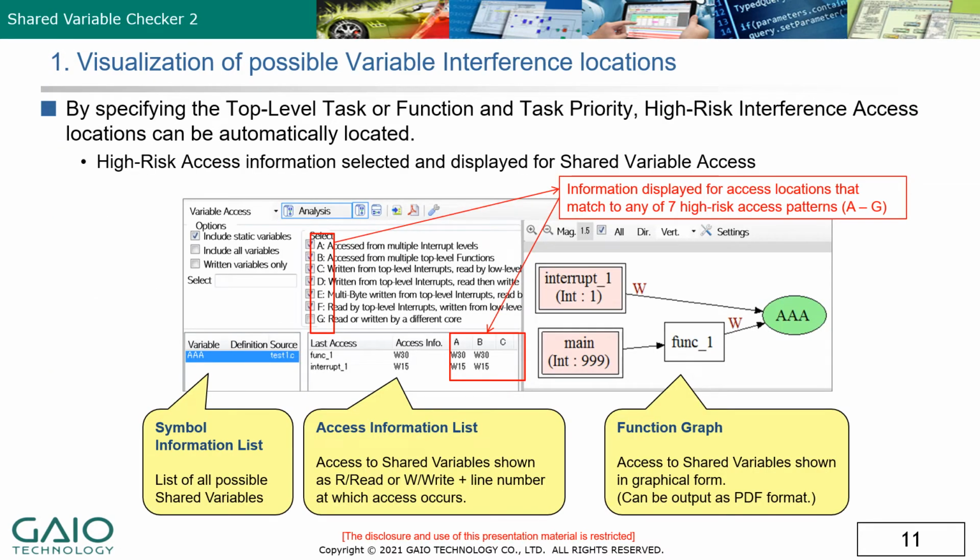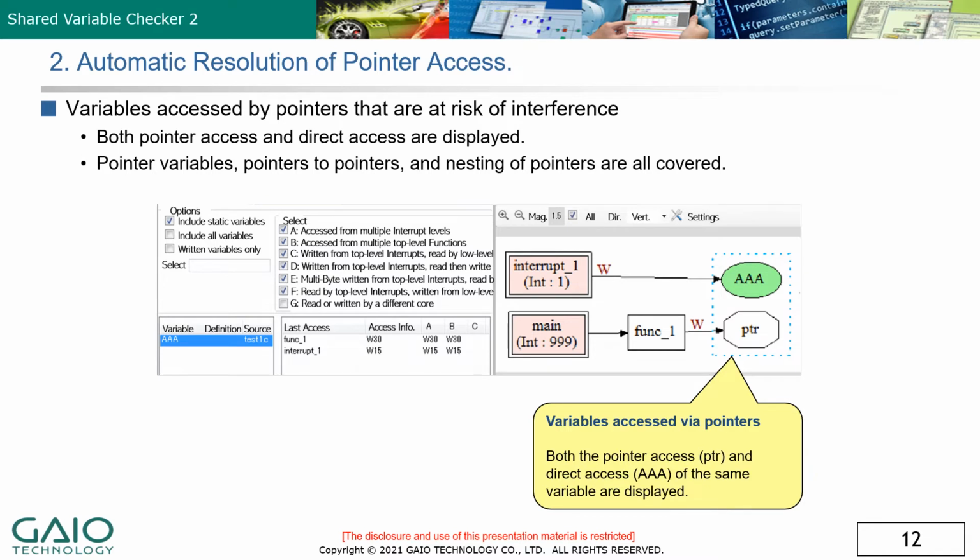Working from the source code and task priorities, Shared Variable Checker2 can determine locations where external variable access is at risk of interference between tasks. These locations are then shown in a list, indicating which types of access are at risk, with a graphical representation of each case. In cases where pointers are used, Shared Variable Checker2 resolves the value of the pointer used to confirm what variable is being accessed.